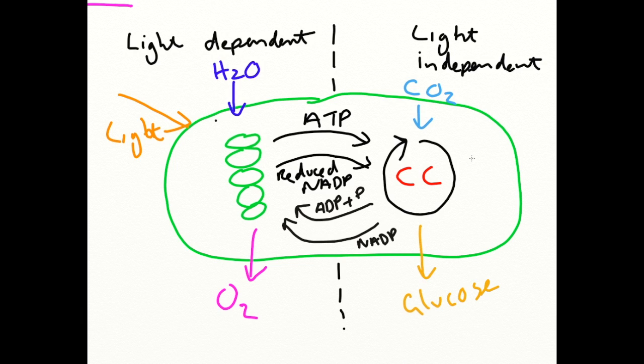In the light independent reaction, the Calvin cycle takes place. CO2 is added to the Calvin cycle, and using the ATP and reduced NADP produces glucose, which is the ultimate goal of photosynthesis. But the products that have gone in now get recycled back, so the ADP plus P go back to the thylakoid, and the NADP also goes back.